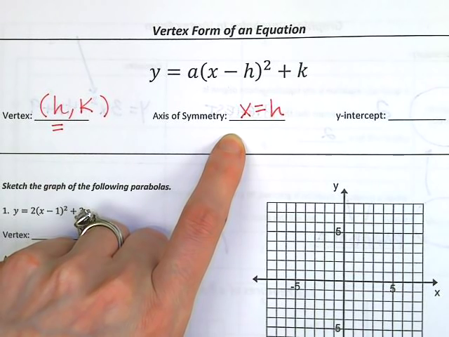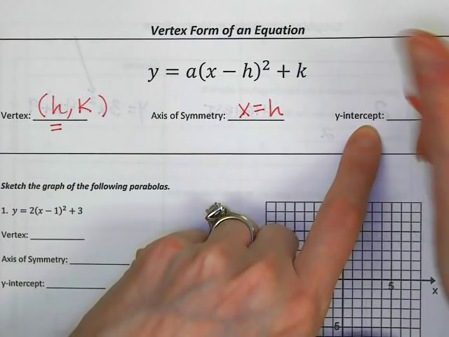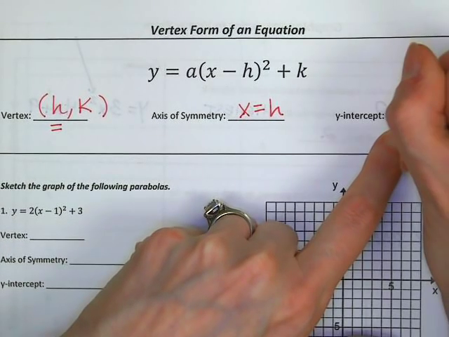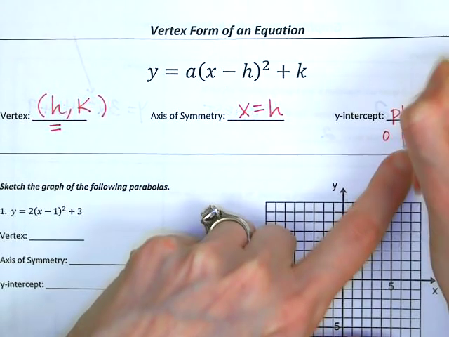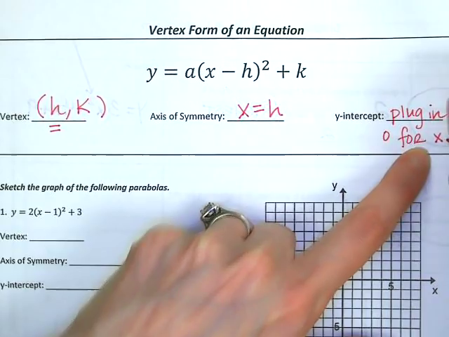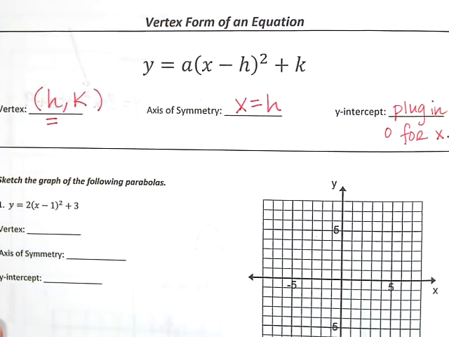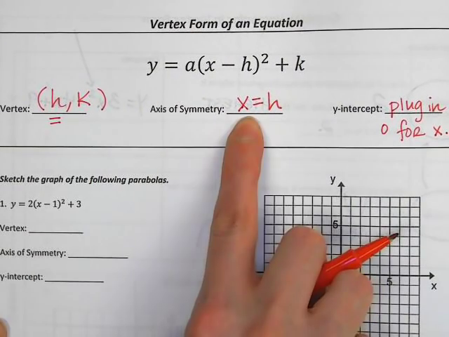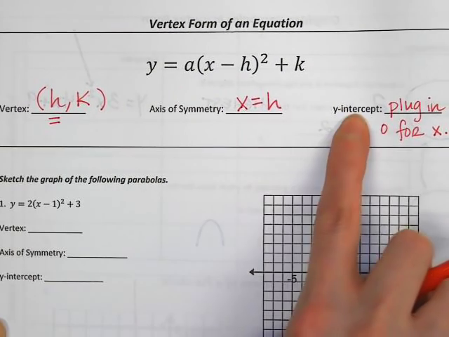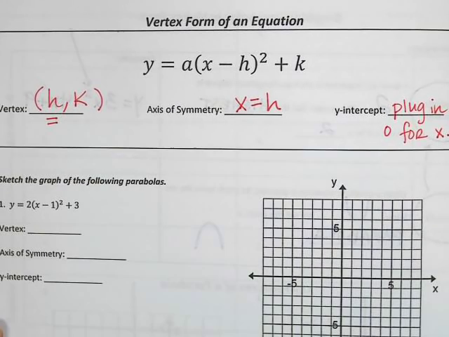And the y-intercept is what you get when you plug in 0 for x. Okay, so the vertex is (h, k). The line of symmetry is always x equals h. And for the y-intercept, you plug in 0 for x. All right, let's try some.